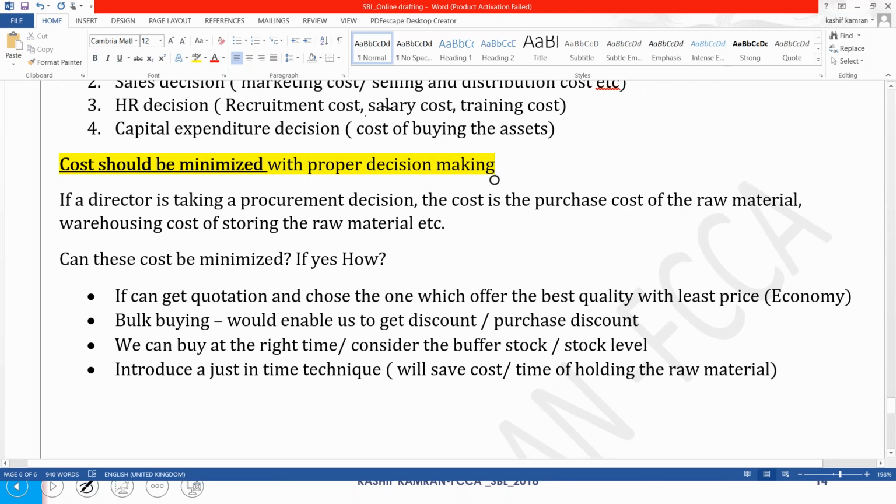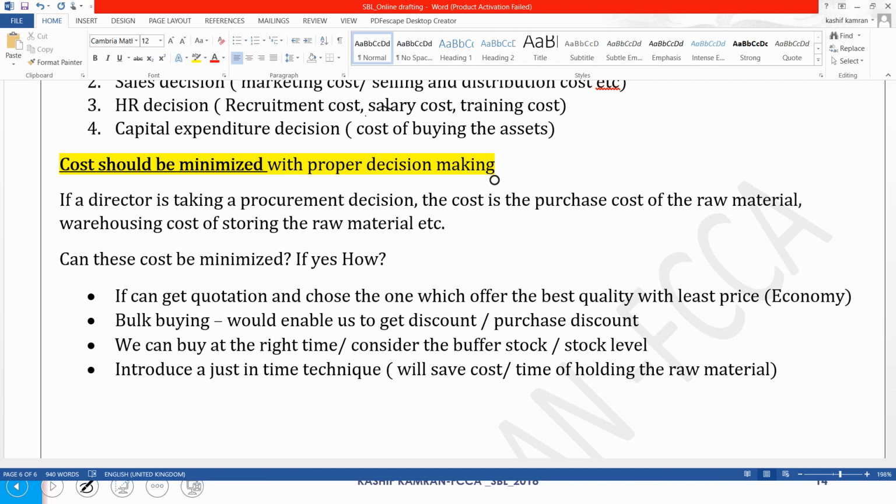So can a director take a better decision, saving the cost, reducing the cost? What will happen if you reduce the cost? Will the shareholder get any benefit of reducing cost? Yes, the shareholder profits will enhance, right? Because of the reduction in cost.